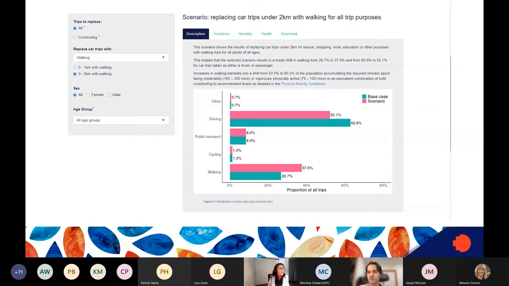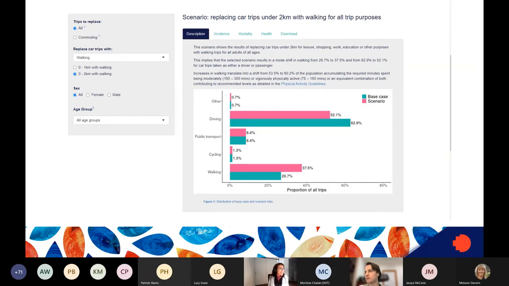microphone not in mute. Then I'm going to show you an example for one of the scenarios. Here I've chosen the scenario of replacing car trips under 2 kilometers with walking for all purposes. The first thing that you see is a description of what this scenario is actually doing. In this case, this scenario shows the results of replacing car trips under 2 kilometers for leisure, shopping. You can continue reading that.